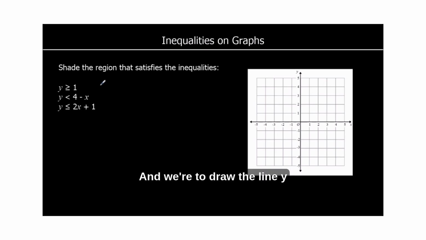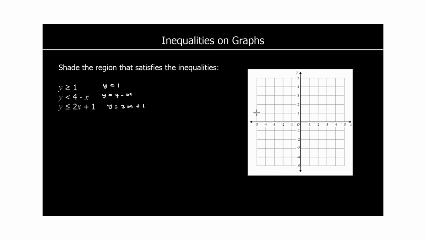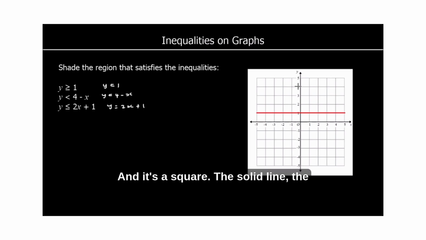And we're going to draw the line y equals 1, y equals 4 minus x, and y equals 2x plus 1. So we can draw the line y equals 1 straight away. So y is equal to 1 all the way along this line. And it's a solid line. The difference between bigger than or equal, or just bigger than, or less than or equal, or just less than: the ones that are equal get a solid line. The ones that cannot equal get a dotted line.